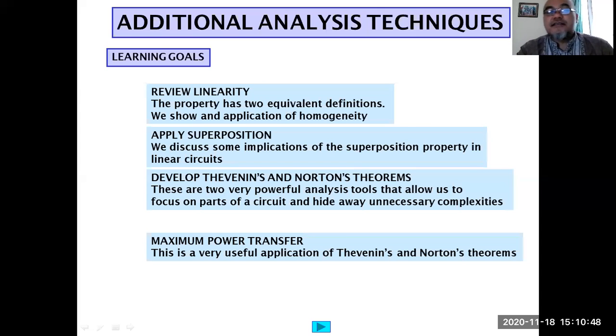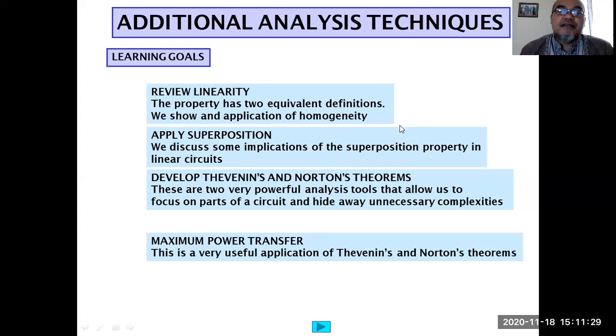So simplified analysis can be done if we implement these additional techniques. So for the sustainable energy environment and pharmaceutical chemical engineering students, you will be learning only until the end of this week, which is basically we will cover the topics on linearity and superposition, hopefully finished by tomorrow. Then for the biomedical engineering students, you will further proceed to learning about Thevenin's and Norton's theorem, as well as maximum power transfer. So these four are what we are going to study in this chapter.